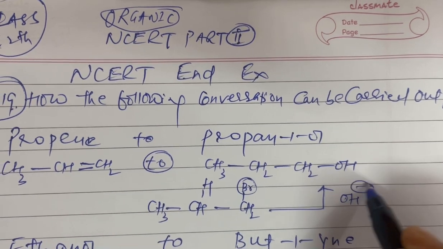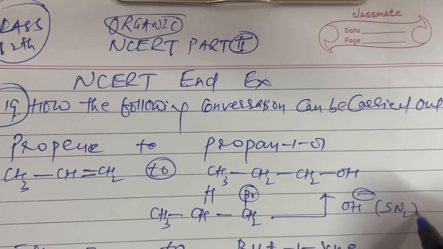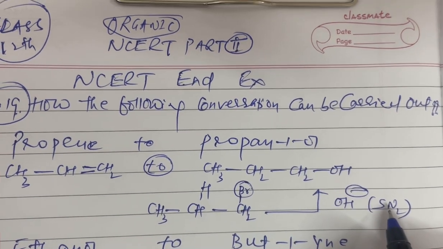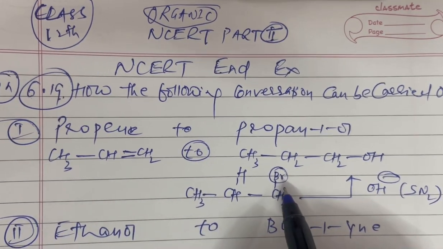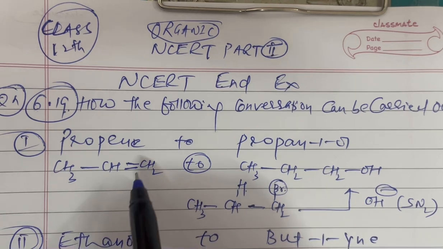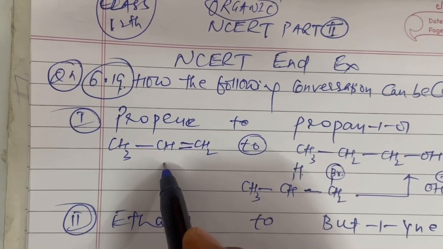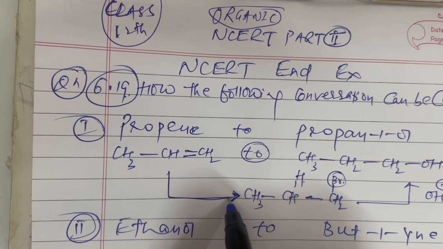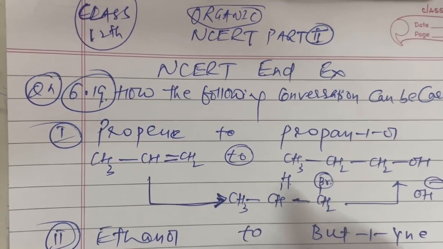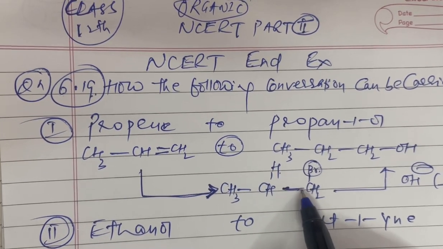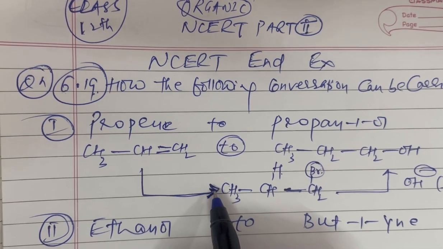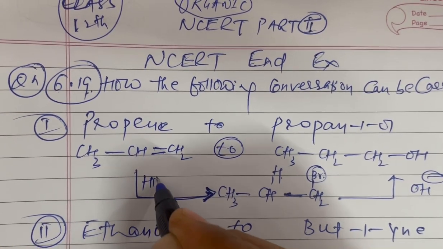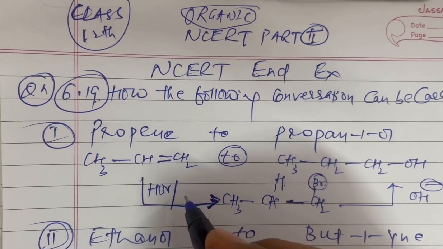We'll take OH minus, that is the SN2 reaction. So this Br will be replaced by OH simply by SN2 mechanism. But the thing is how to introduce this H and Br, how to break this double bond. To break this double bond, we follow the addition reaction, and this is basically a free radical addition reaction. In that free radical addition reaction, we are following the anti-Markovnikov rule. So for that we take HBr and peroxide.